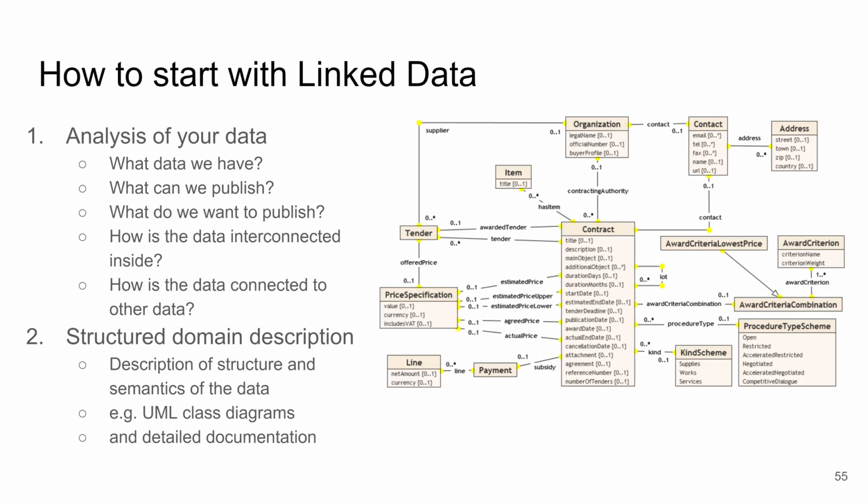So first of all, if you want to publish your data as linked data, you need to know what your data actually is. So you need to analyze your data and create a data model or a structured domain description of your data. In this image, we can see a description of a data set containing public contracts. So we can see that there is the main entity, the public contract, but then there are other entities, organization or price specification, and there are many links between those entities. And this is a map of the data that we want to work with.